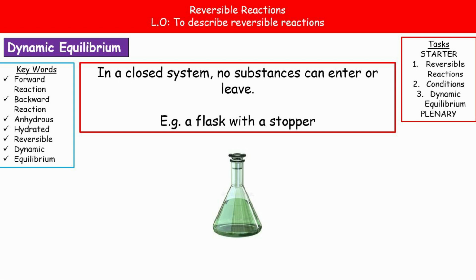And a really good example of this is a flask with a stopper in the top. There obviously nothing can enter because the stopper's there, and nothing can leave because of that same stopper. So anything that stops things entering or leaving, that is a closed system. An open system is, as the name suggests, one where substances can enter or leave it. So that would be a beaker without a lid on it, where we're producing a gas, for example. So make sure you've got our closed system definition written down for me.